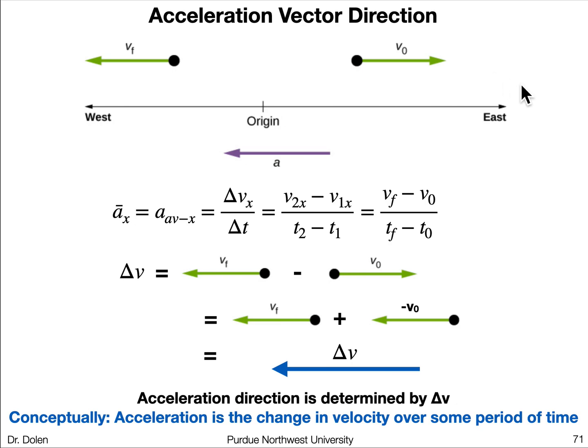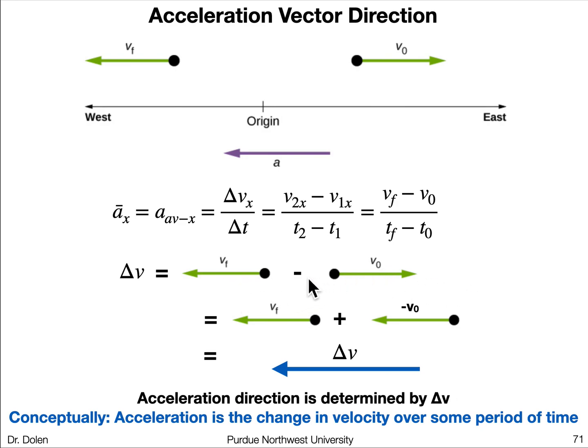And so here's our formula for average acceleration, change in velocity with time, or just plugging in v naught for our initial velocity and v final for our final velocity. We can come to this equation, and this is just a vector equation, right? So we know how to add and subtract vectors. So v final is a vector to the left, v initial is a vector to the right.